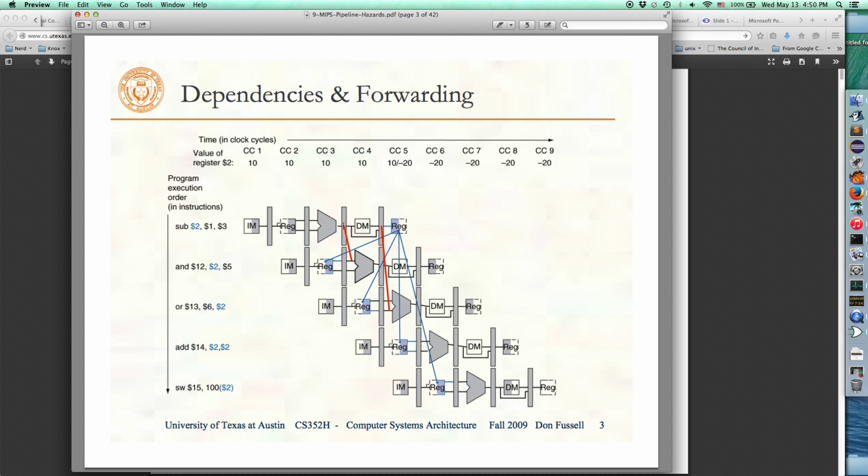So we see we can forward from the EX to MEM stage, that's here, or from the MEM to write back stage, that's here. So we can forward values from this stage to the ALU, or from this stage to the ALU. We can actually make either forward. And so the question is, well, what does the circuitry have to look like to do that?